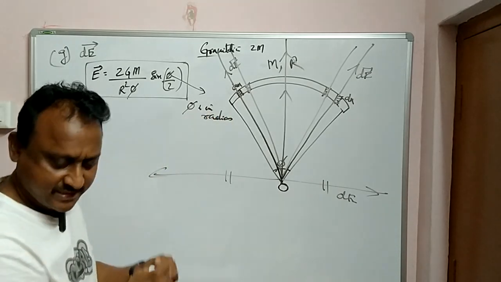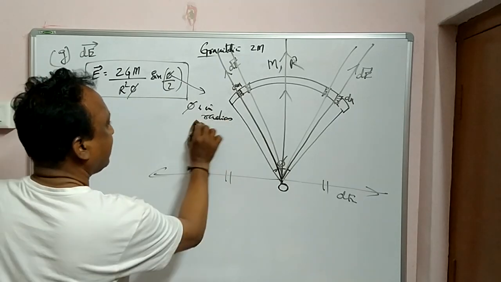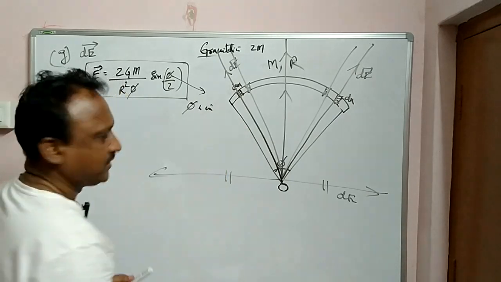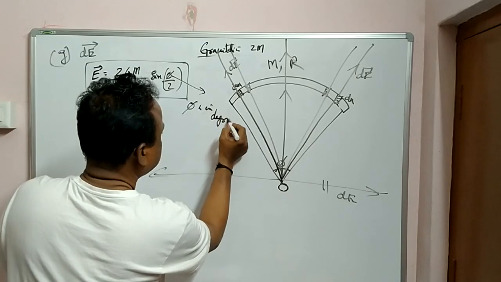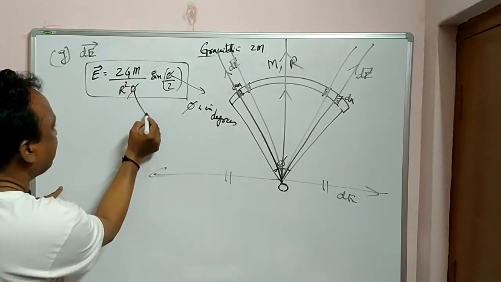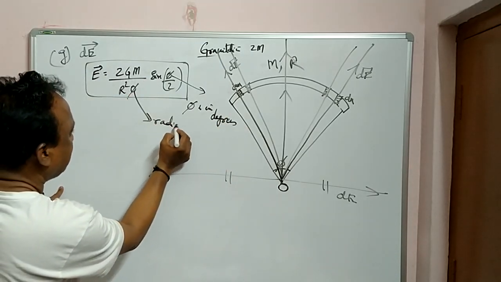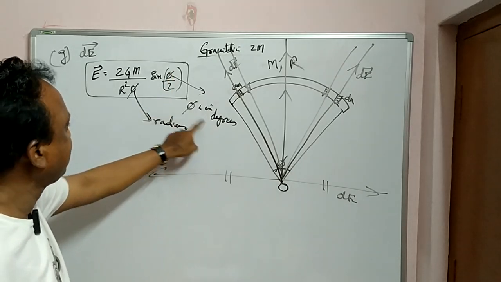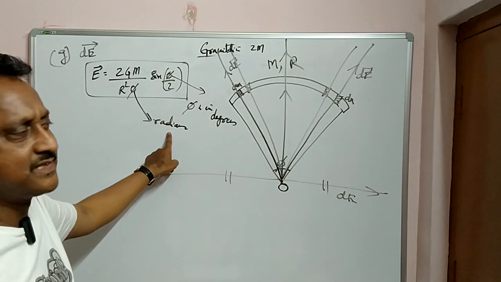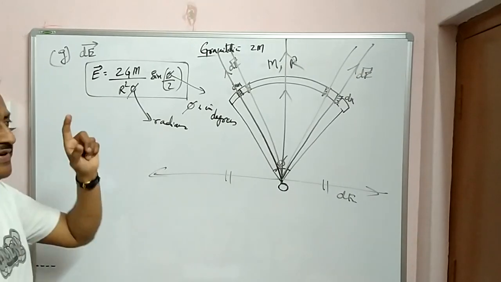Sorry, it's degrees. The numerator phi will be in degrees, please. Sorry, the numerator phi will be in degrees. And this phi will be in radians. Please make a note. This numerator value phi will be in degrees and this phi will be in radians. Please make a note. This is very, very important.